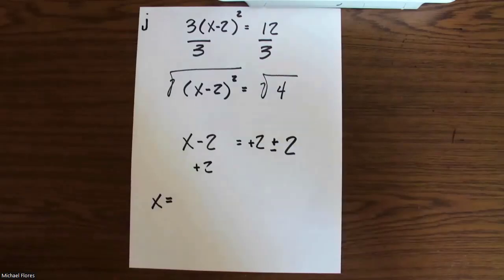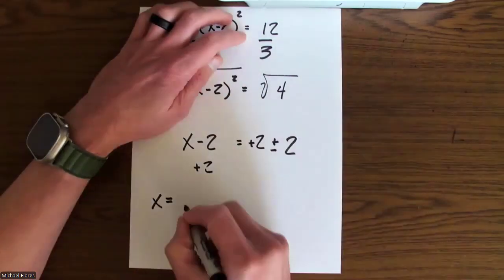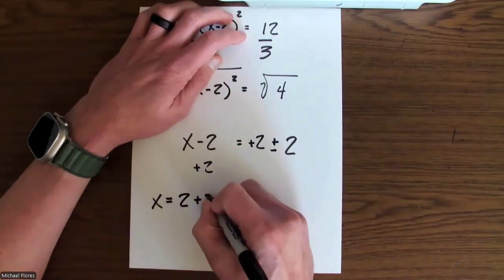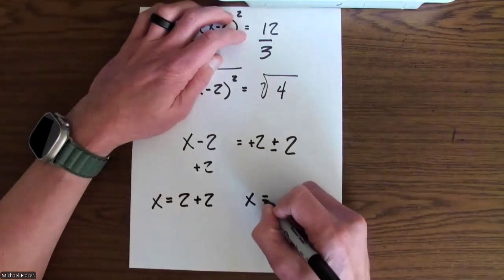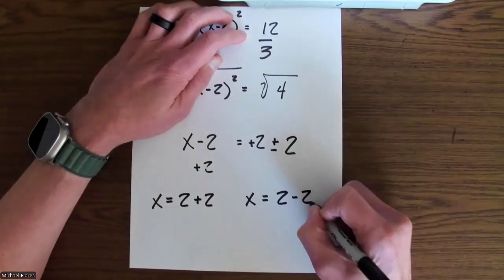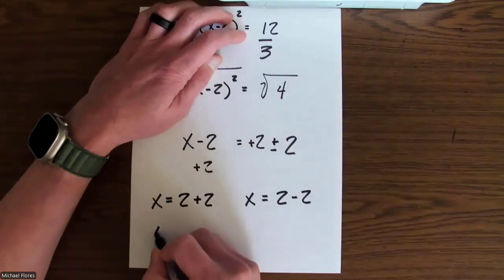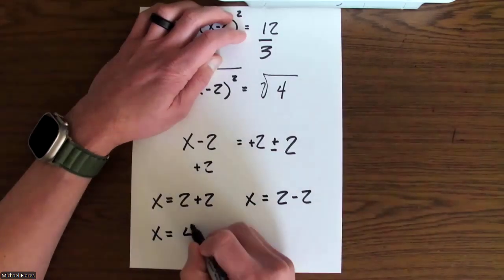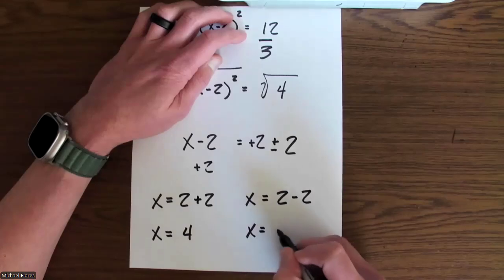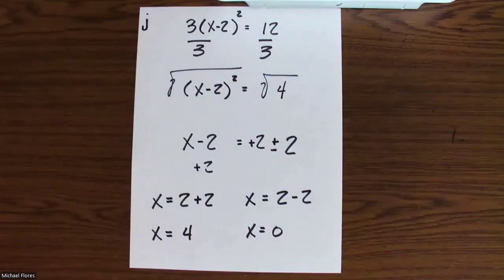What that means is you need to do a little bit more math. We have to do 2 plus 2 and 2 minus 2 in order to get our final answers. So one of our answers is 4, and the other one is 0.